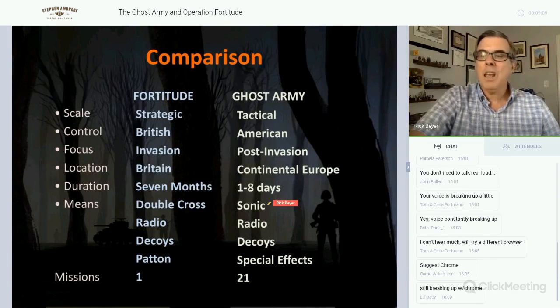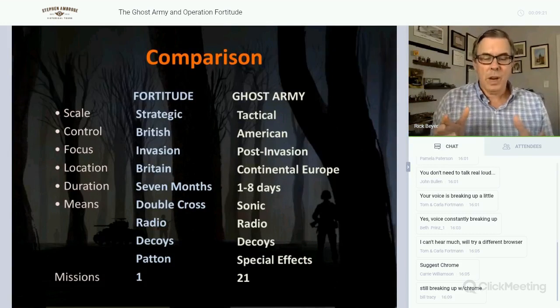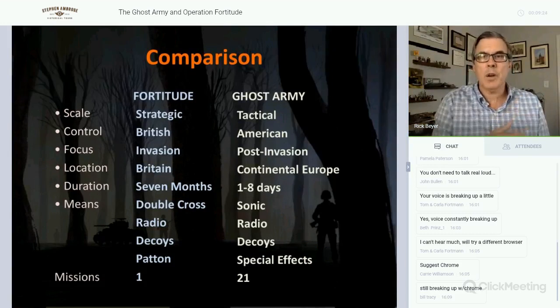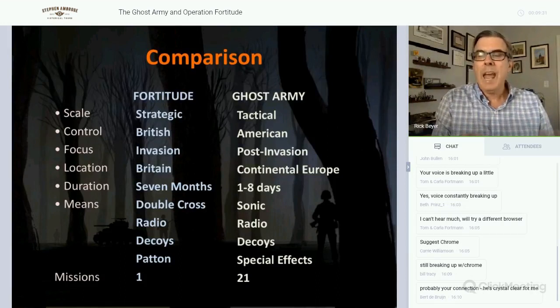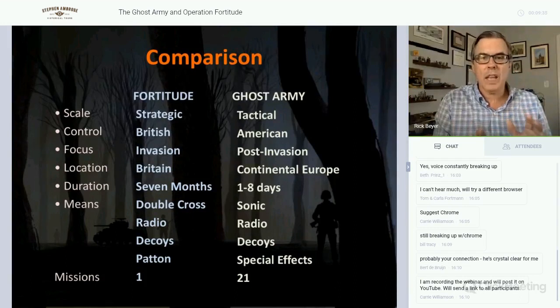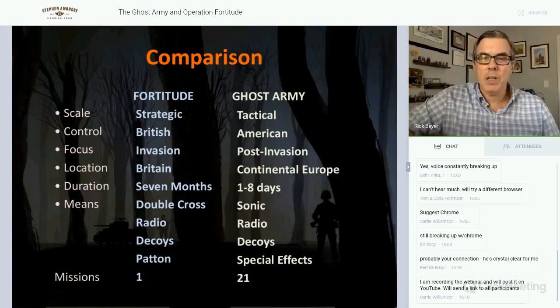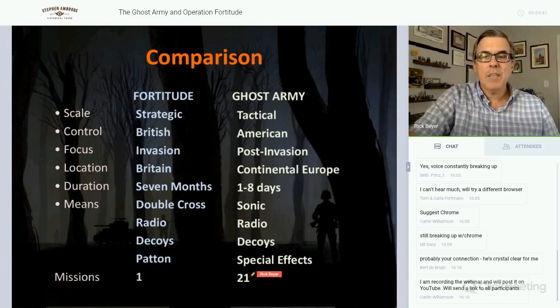And their means of deception here are sonic deception. They had radio deception again, decoys, and what they called special effects, which was physical deception, where the soldiers were putting on the patches of the unit they're impersonating. They're putting the bumper markings of the unit they're impersonating, and they're setting up phony headquarters and the like to fool any spies left behind by the Germans. And then, very important here, as opposed to the one mission that Operation Fortitude had, which was to fool people about the D-Day deception, the Ghost Army carries out 21 different deception missions on the ground in Europe.